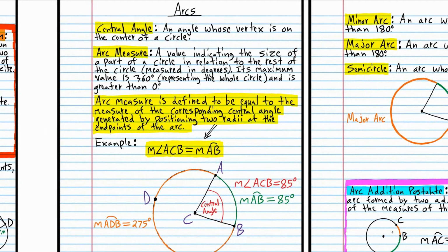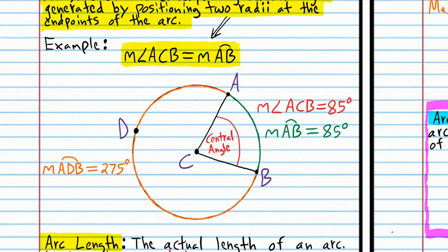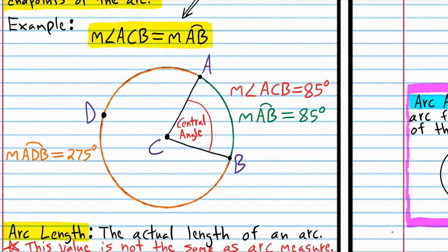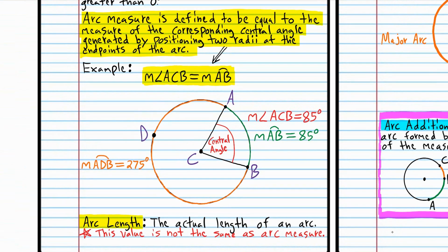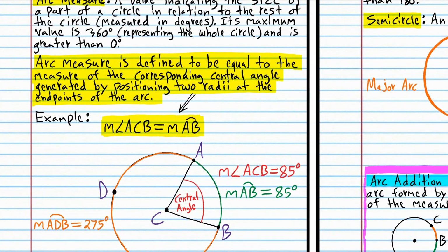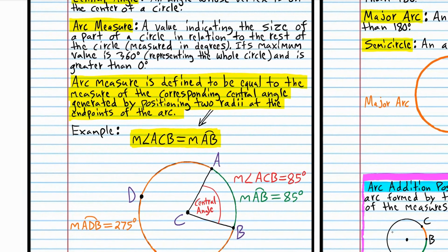And arc measure is a value, it's going to be a little weird to consider arc measure. Now, this is an example of an arc. It's just part of a circle. And this is another example of an arc. And arc measure, in this case, the arc measure would be 85 degrees for this arc. Arc measure is just a value that indicates the size of a part of a circle in relation to the rest of the circle.